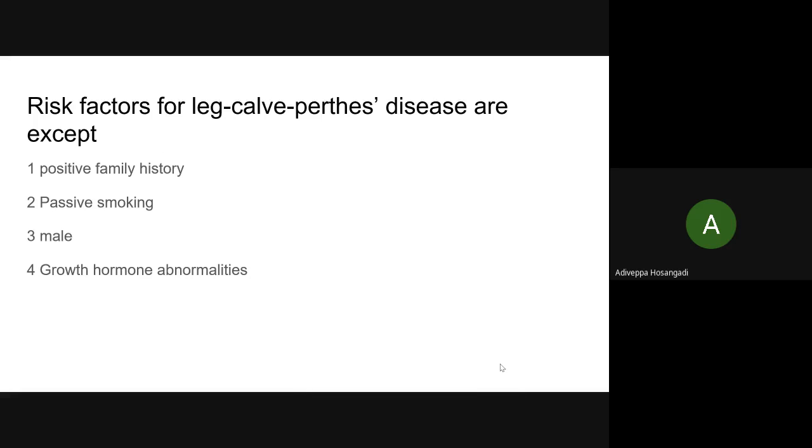Okay. Risk factors for Legg-Calvé-Perthes disease are, except: positive family history, passive smoking, male gender, growth abnormalities. Please remember, Legg-Calvé-Perthes is seen in young children between 4 to 8 years.